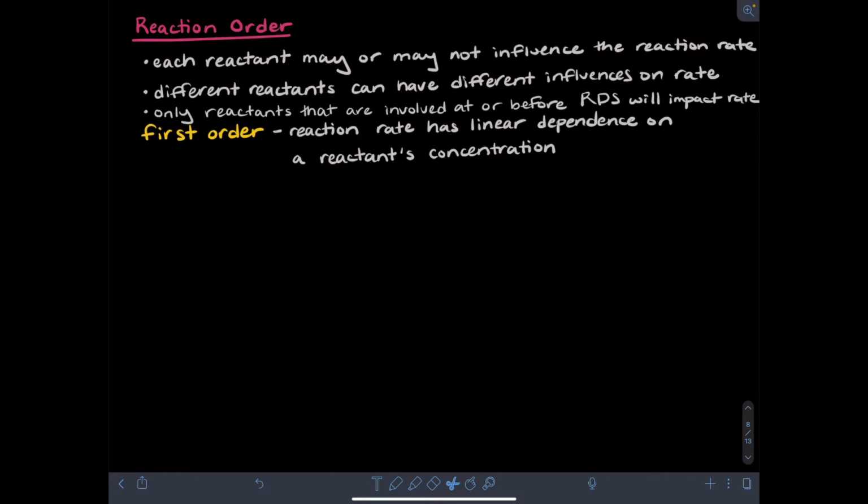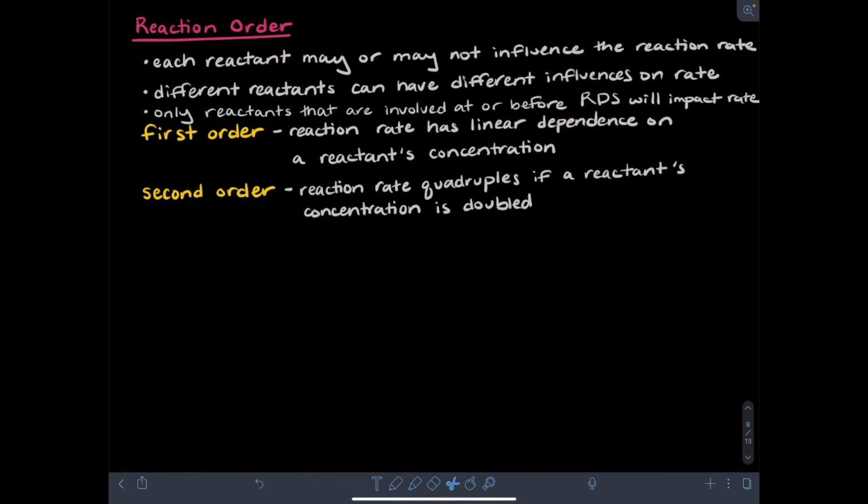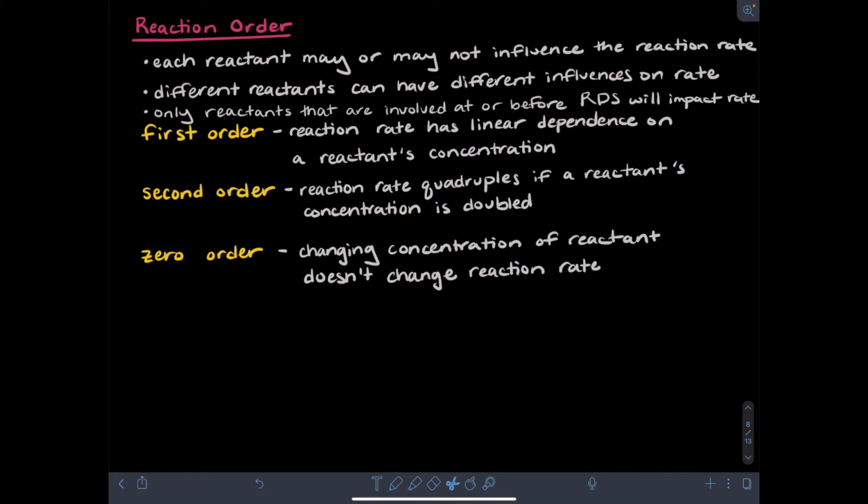We'll call a reaction first order in a given reagent if the reaction rate linearly depends on the reagent's concentration. So doubling the concentration of the starting material should give you a doubled rate for a first order reaction. We'll call a reaction second order in a given reagent if the reaction rate quadruples as you double that reactant's concentration. And we'll call a reaction zero order in a given reagent if changing that reagent's concentration doesn't impact the reaction rate at all.